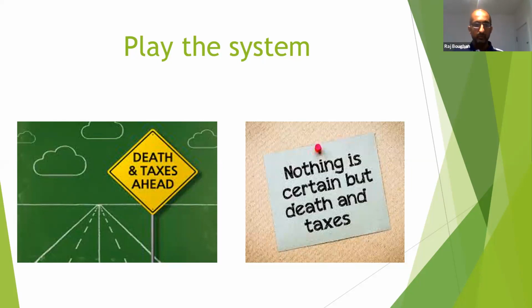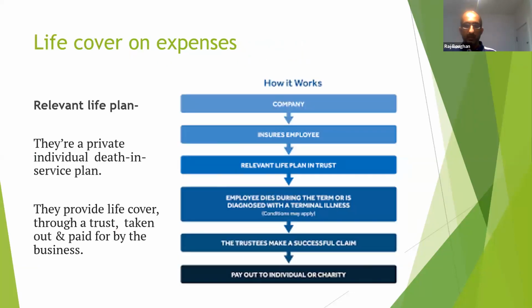So how do you do this? Number one, relevant life plan, or as I like to call it, life cover on expenses, as I mentioned in the title of this workshop. The benefit is life insurance for your family. The company takes it out, and you are the employee or the director, the insured person. By the way, like I mentioned, you can take this out for other employees if you have them. It might be as an employee benefit instead of perhaps paying them more salary. This goes into what you call a business trust, as I mentioned before, and the beneficiaries, the people who get the money, are whoever you select, so probably your family. It's paid out tax-free, no inheritance tax due, perfect.